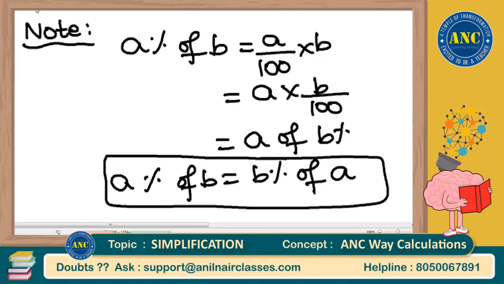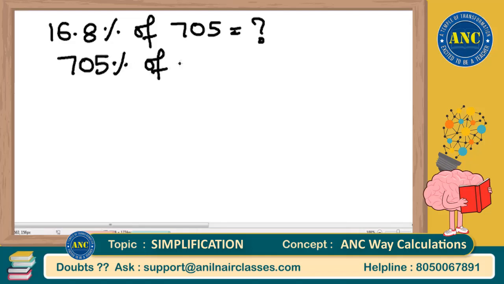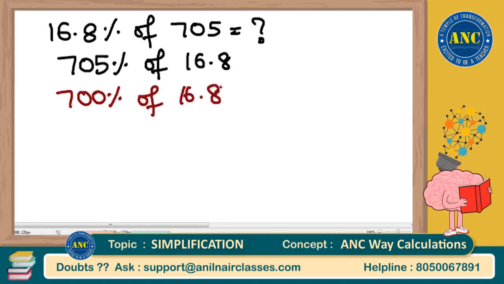Now listen carefully for this question. A percentage of B can also be written as B percentage of A. Now your question is 16.8 percentage of 705. 16.8 percentage of 705 can also be written as 705 percentage of 16.8. Now again think logically. 705 percentage means 700 percentage of 16.8 plus another 5 percentage of 16.8, that we will see at the end.